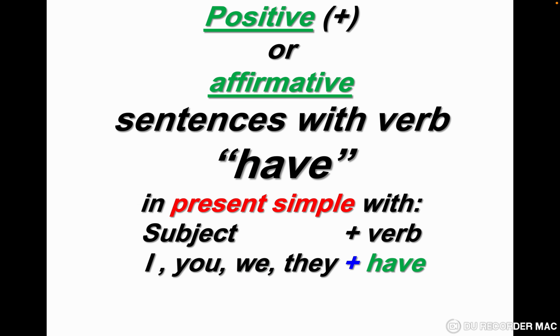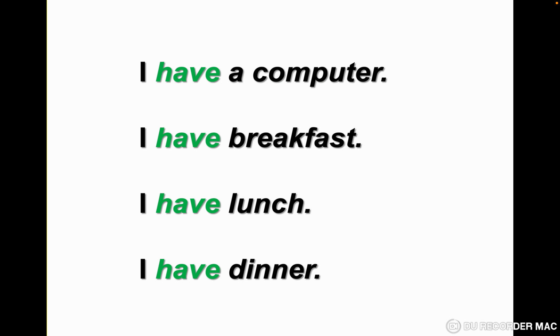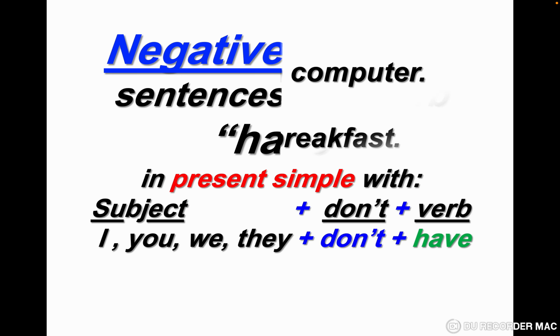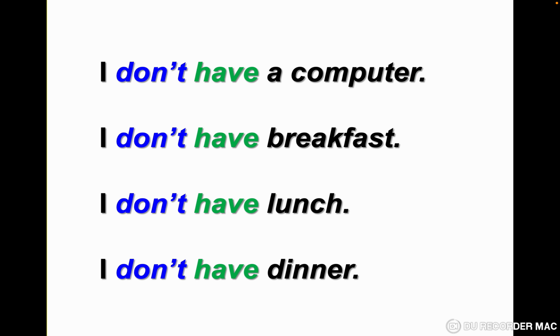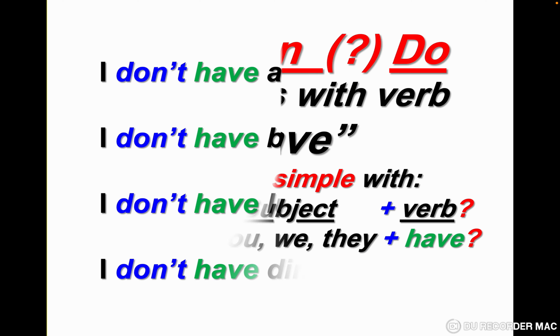Let's see more examples. I have a computer. I have breakfast. I have lunch. I have dinner. So with meals we don't use a, just the meal without a. I have breakfast. I have lunch. I have dinner. Let's see the negative. I don't have a computer. I don't have breakfast. I don't have lunch. I don't have dinner. Let's see the question form.